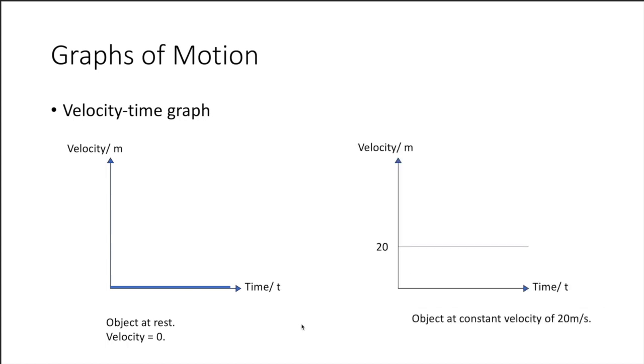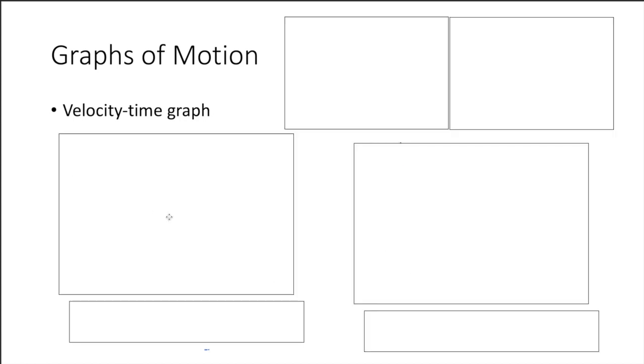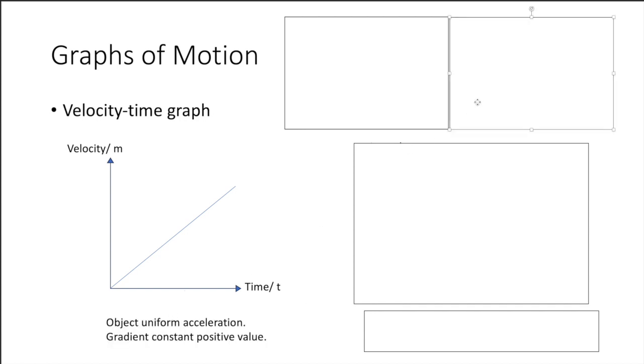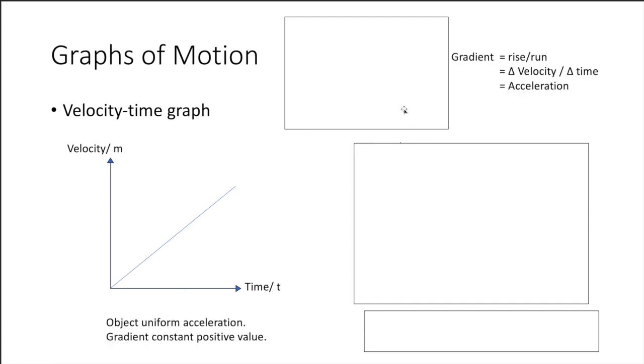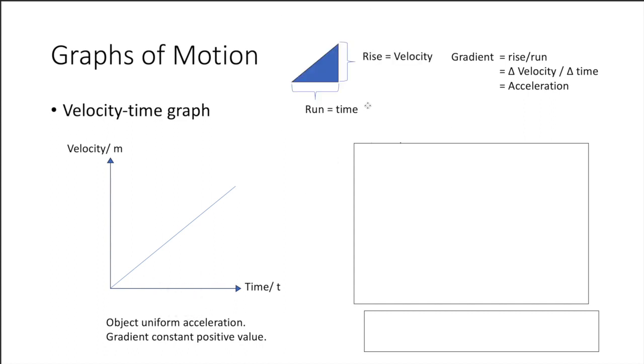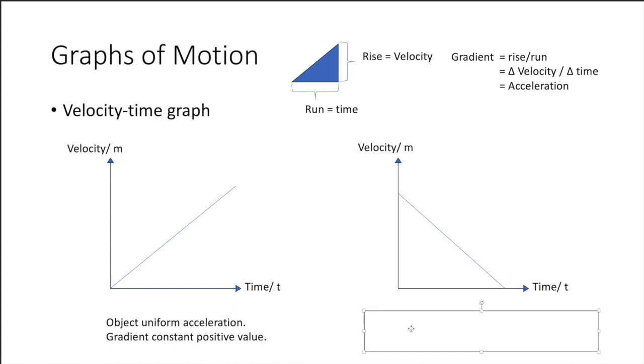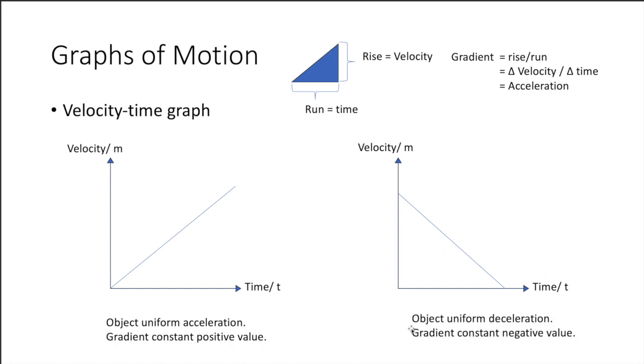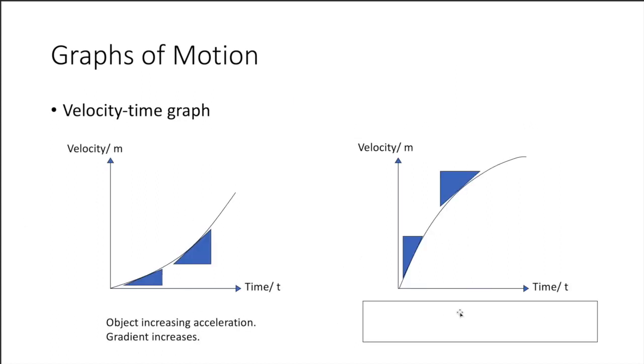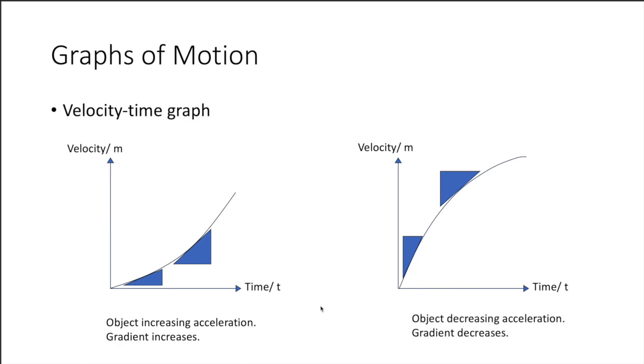Uniform acceleration will be a constant gradient. Why constant gradient? Because gradient means rise over run. Rise means your velocity over your time taken. Here it is talking about the change in height. So final minus initial velocity over time taken is the exact formula for acceleration. So the same can be said for uniform deceleration. Increasing acceleration, gradient increases. Decreasing acceleration, the gradient decreases.